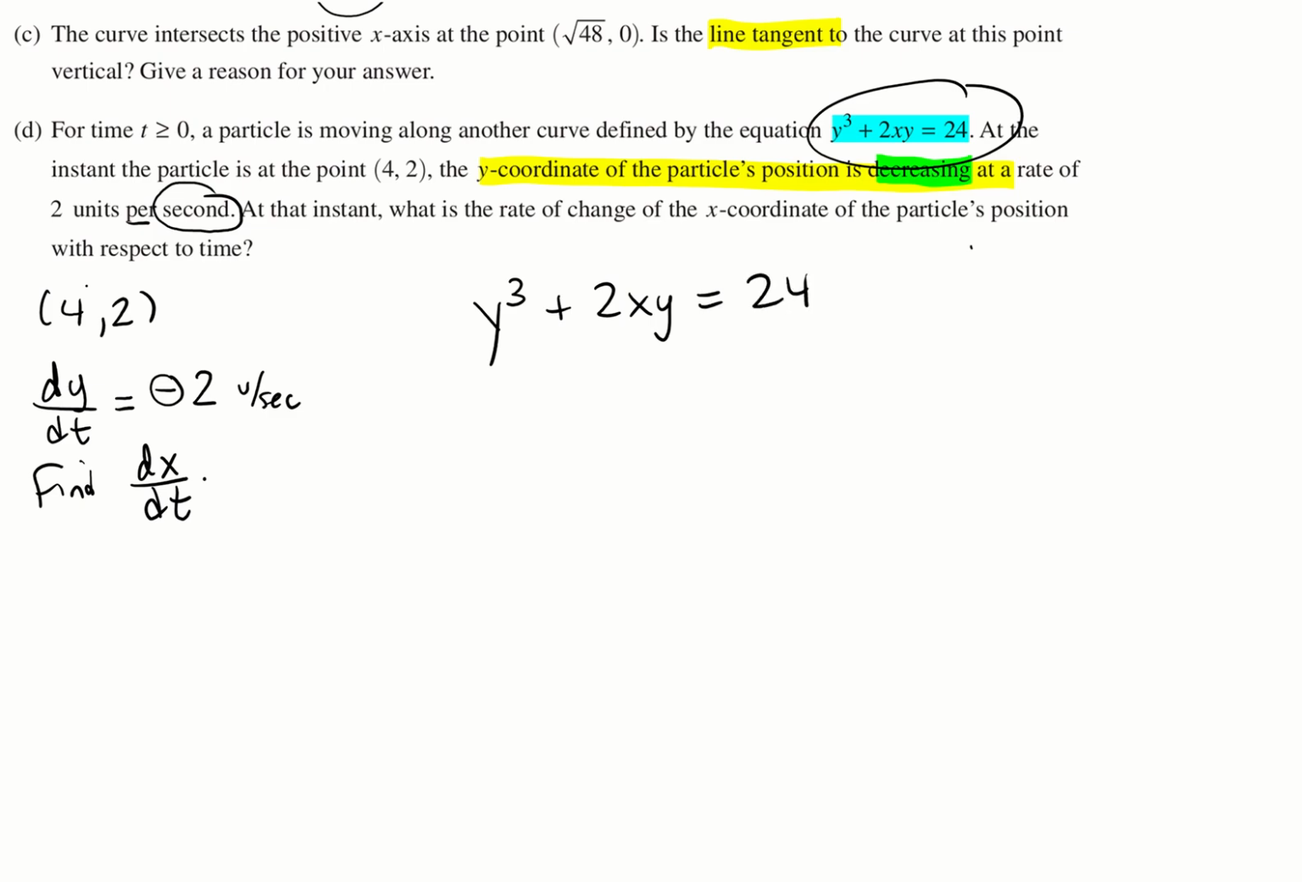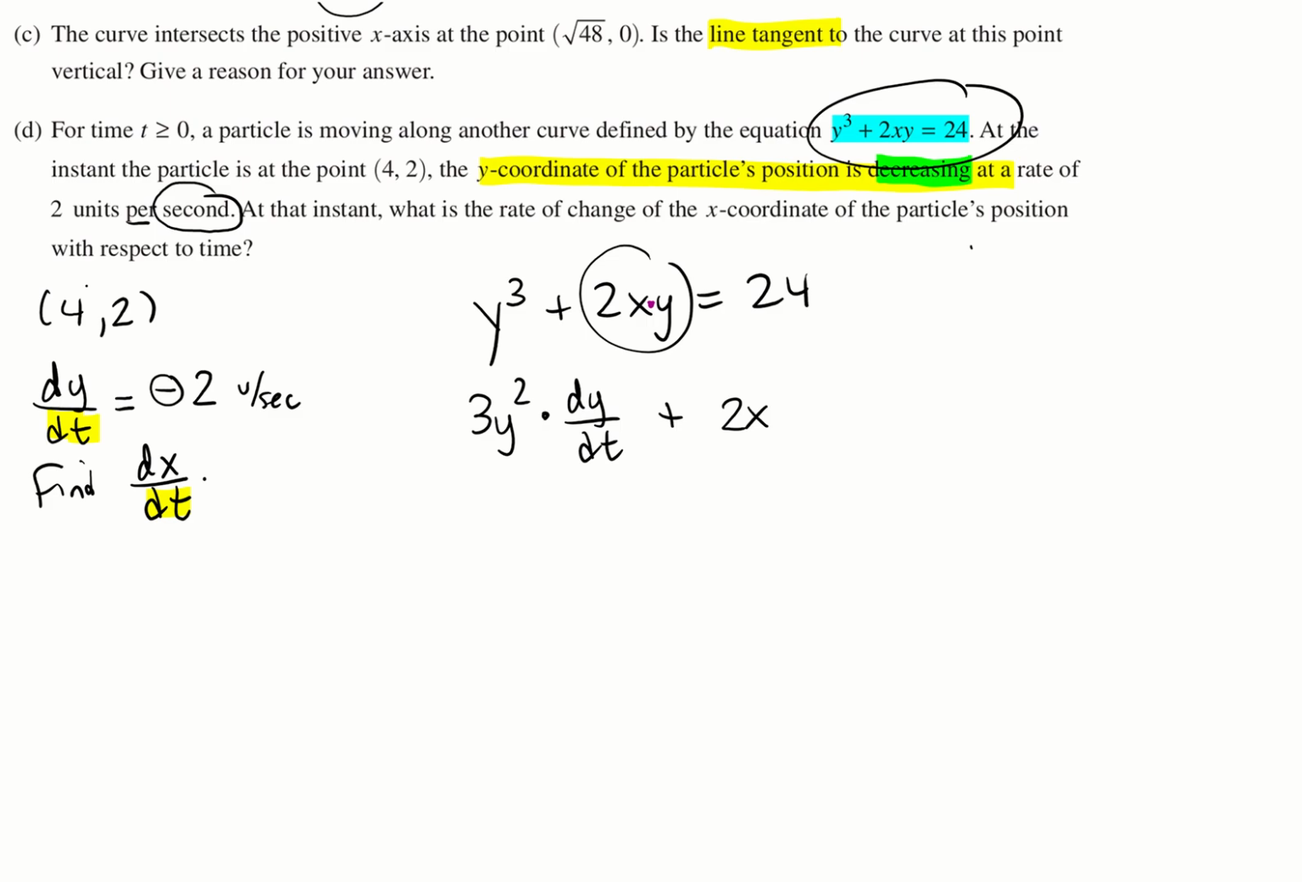Be careful, we're going to do this implicitly, and there is product rule when we have to multiply x times y. Anytime I take a derivative that is not going to be of the variable t, I'm doing these with respect to t, then I have to do times dx dt or times dy dt respectively. All right, so this would be 3y squared times dy dt. This is a related rates problem, if that's helpful for you. And then I'm going to do product rule here.